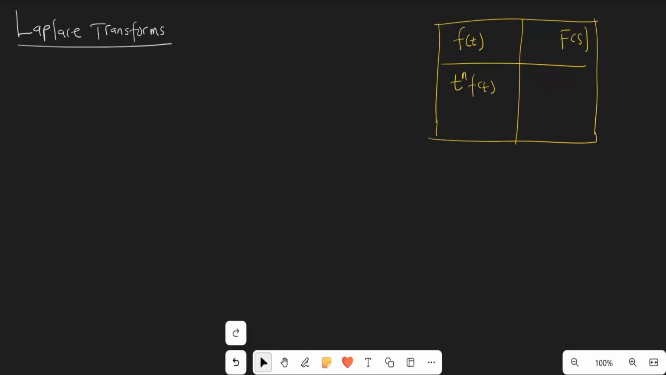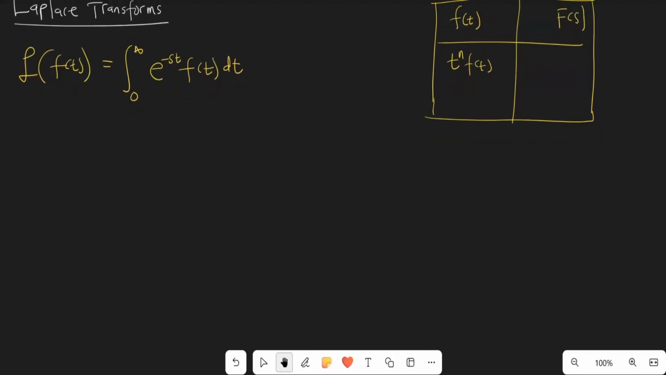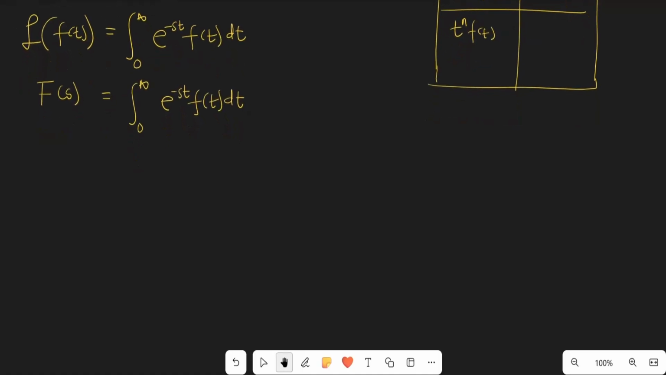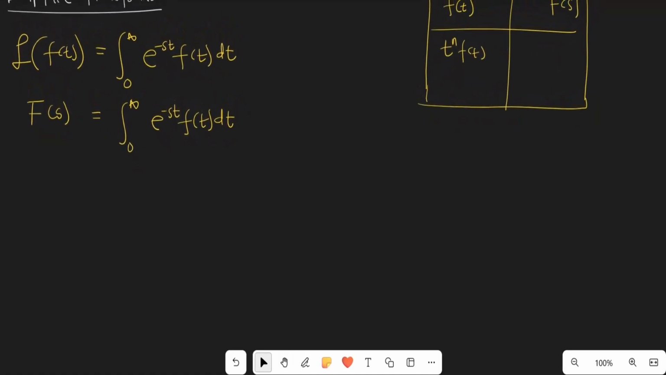So let me write it here. The Laplace transform of a function f of t is equal to the integral from 0 to infinity of e to the negative st multiplied by the function f of t, and then dt. We are told that this is capital F of s, and this is equal to the integral from 0 to infinity of e to the negative st multiplied by the function f of t dt. Cool. Now this is what we have.